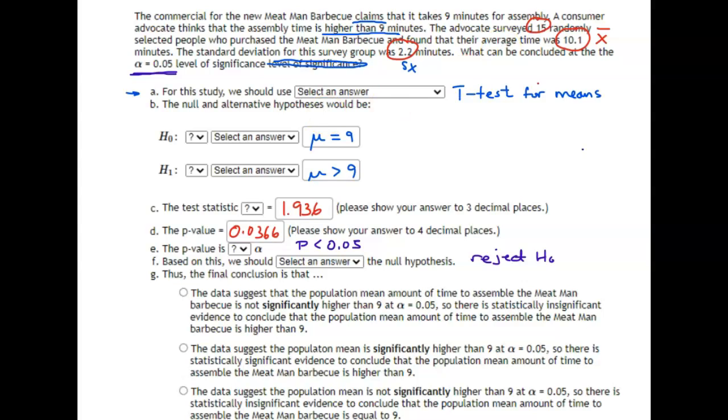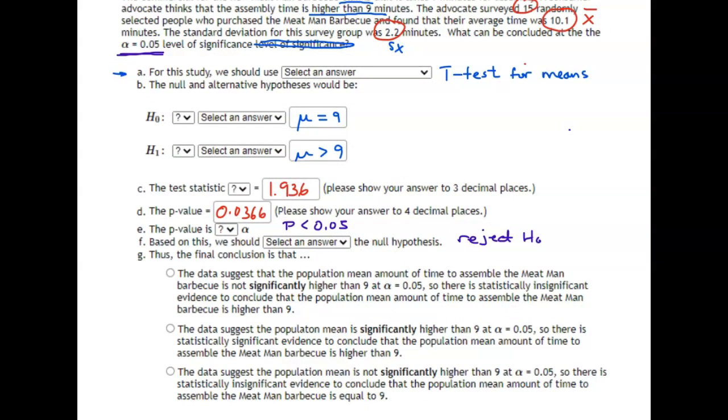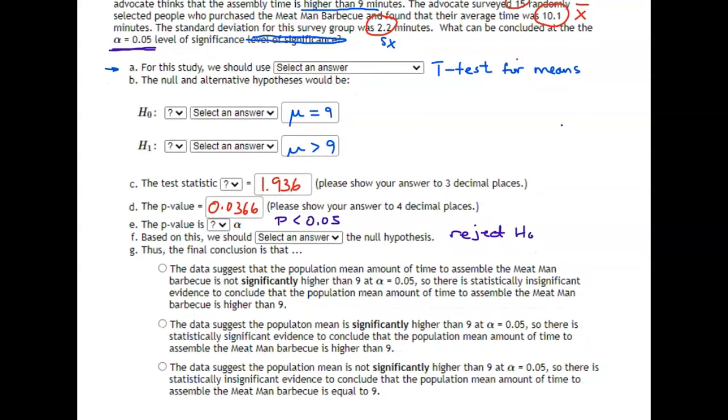If you're rejecting a null, there's sufficient evidence that the alternate hypothesis is supported by the data. So the data suggests that the population mean is significantly higher than 9 at alpha equals 0.05. There is statistically significant evidence to conclude that the population mean amount of time to assemble the Meat Man barbecue is higher than 9. Rejecting a null shows sufficient statistical evidence from the data you collected that the advocate's claim was true. All right, that's it for this example.